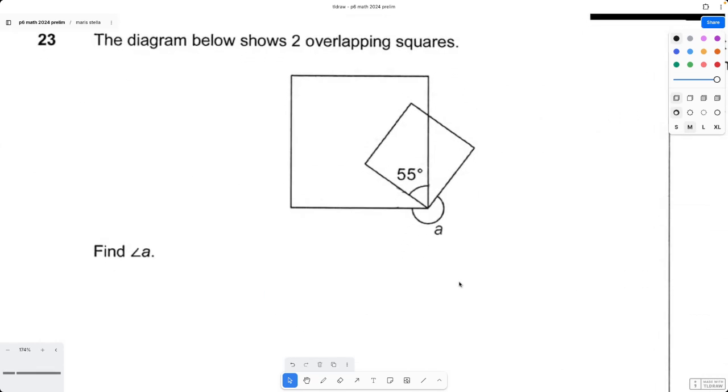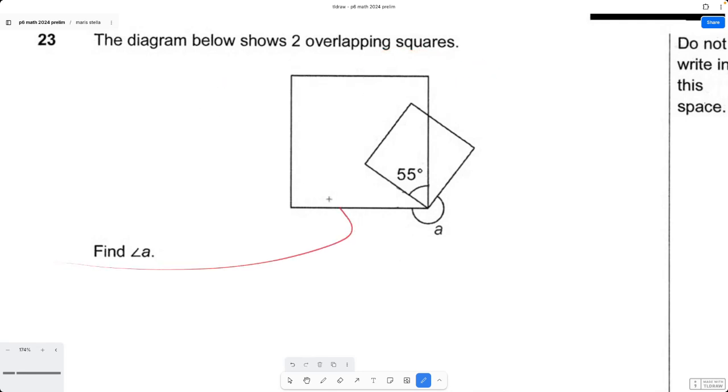Question 23. The diagram below shows overlapping squares. Find A. So we want to find this A over here.